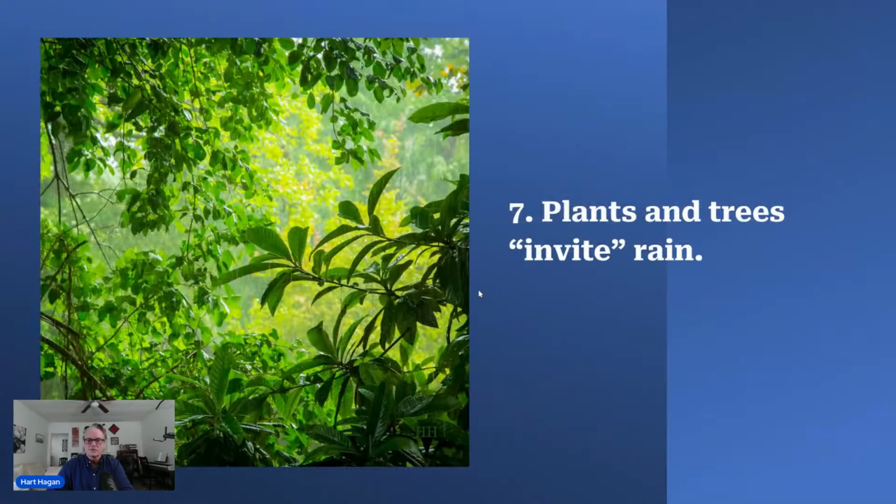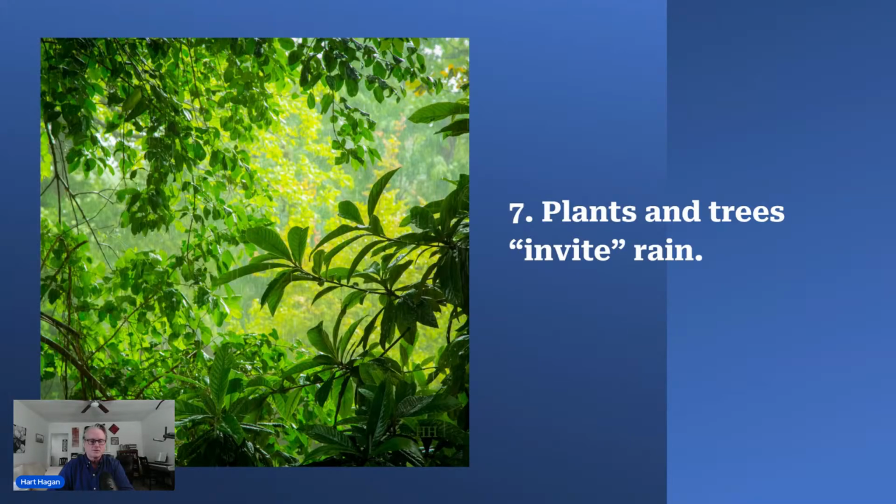The plants and trees invite rain. I'll do a couple more slides and then I'm just about done. Plants and trees invite rain. So this is kind of hard to understand, but let's just say that rain is going to fall if it has a cool, moist environment into which it can fall.